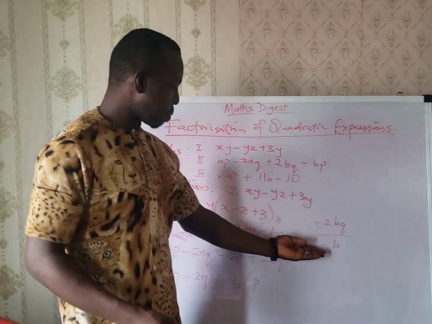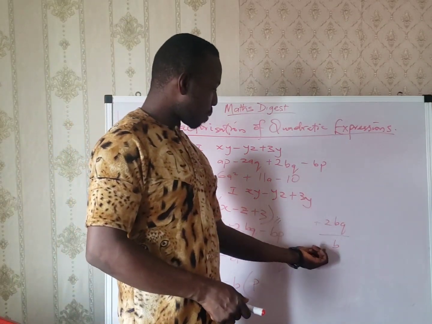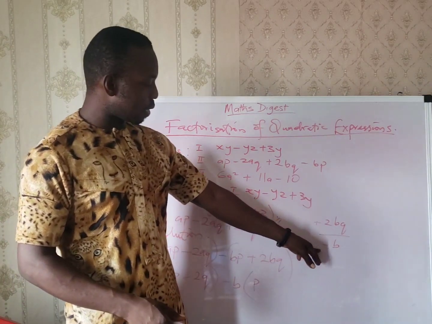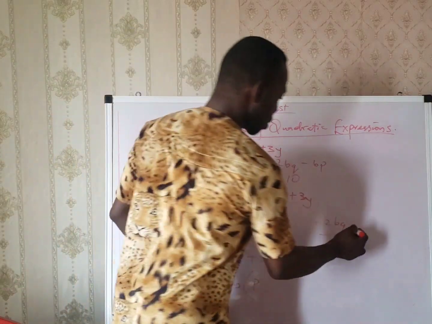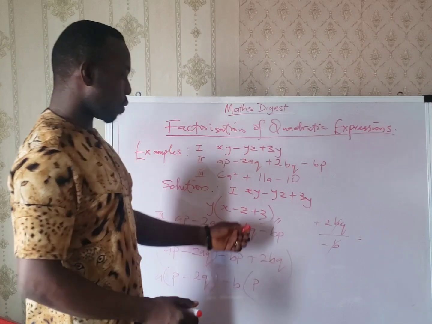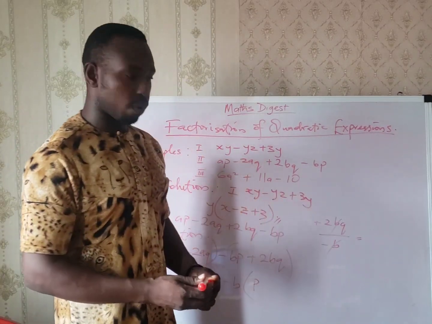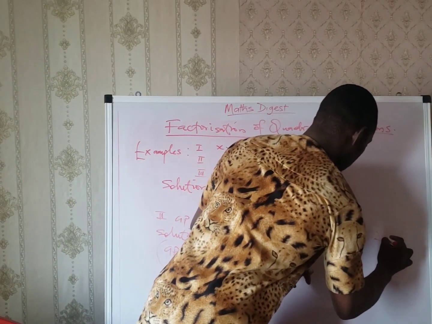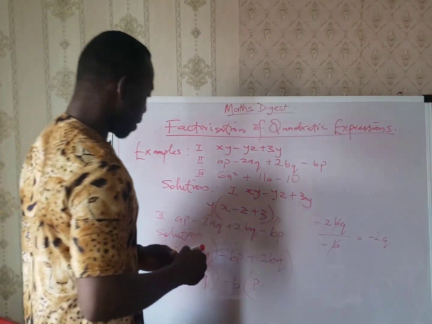2BQ over minus B. So you see that plus minus in division, we obey what? The same thing. We say that the answer is going to come out with a negative sign. Okay, so this will only cancel this, and we have this negative sign coming out for the answer. So we have minus 2Q.